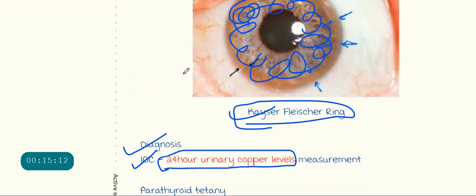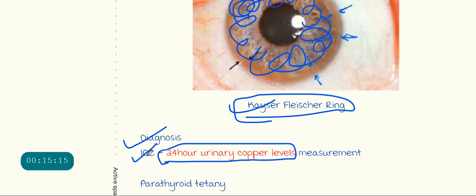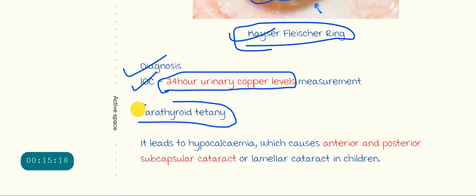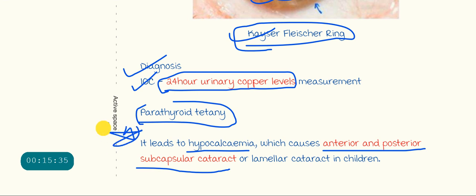By that we can diagnose it. Now the next, parathyroid tetany, it can lead to hypocalcemia. Okay, so in parathyroid tetany it can lead to hypocalcemia, and this can cause anterior and posterior subcapsular cataract. Very important. You can also call this laminar cataracts in children. Basically it is indicating a particular age group, children.